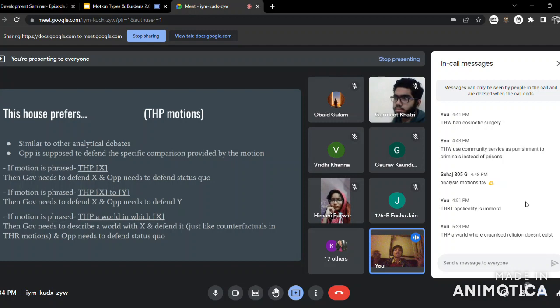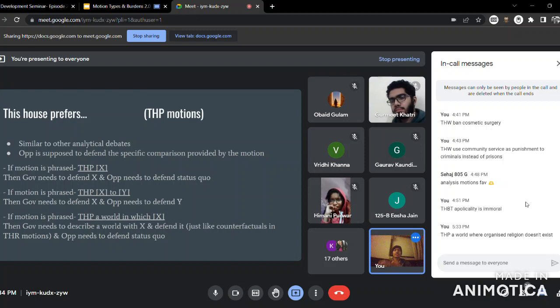One example can be this. This house prefers a world where organized religion doesn't exist. So, matlab, organized religion is basically that the religions or the religious events are at mass scale. There are priests, and there's a set hierarchy in religions, and there are millions of followers and things like that. That's how you characterize organized religions. मतलब और भी details डाल सकते हो, मुझे इतना ज़्यादा आइडिया नहीं है. But yeah, this is probably an example.